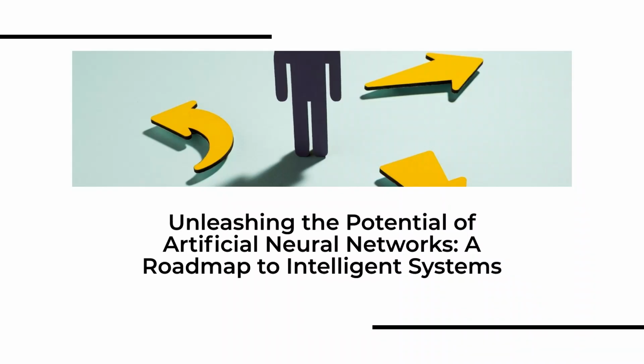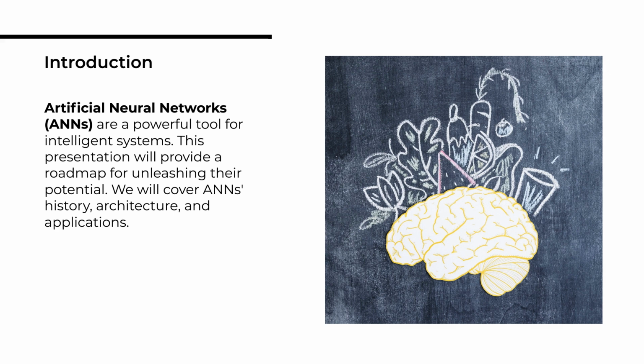Creating Intelligent Systems, Unraveling the Power of Artificial Neural Networks is a book that explores the capabilities and potential of artificial neural networks, ANNs, in creating intelligent systems. It provides insights into the design, implementation, and optimization of ANNs for various applications.